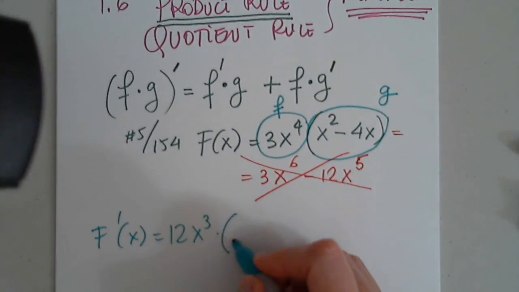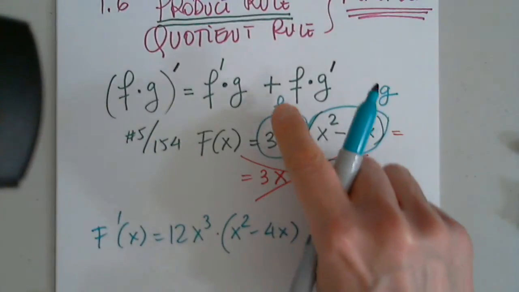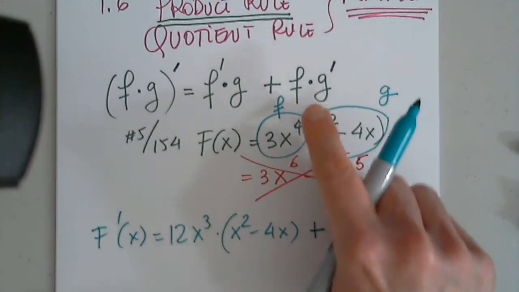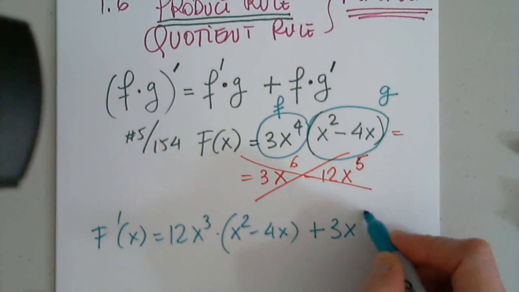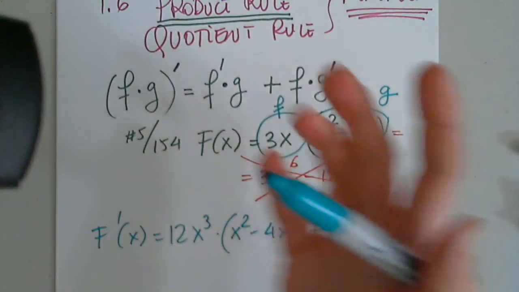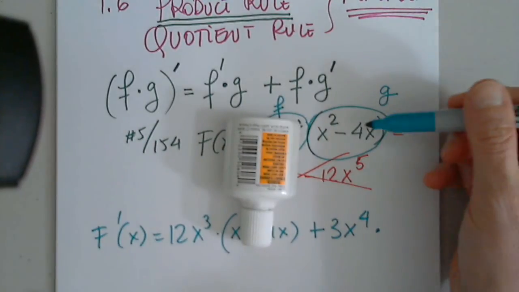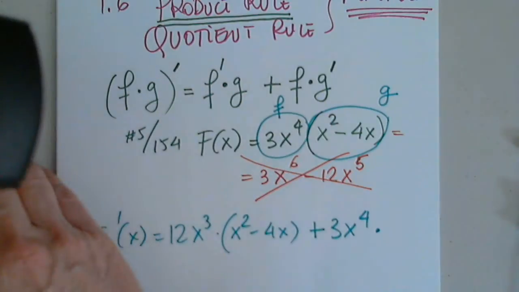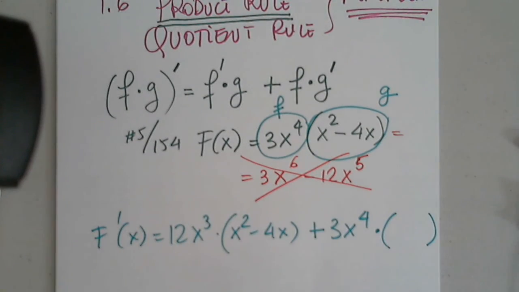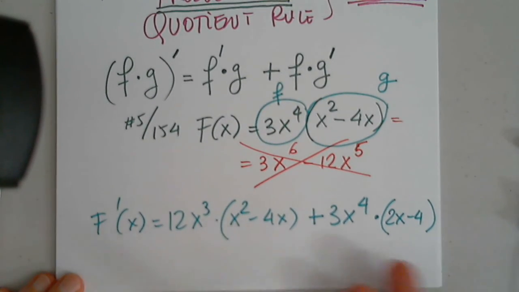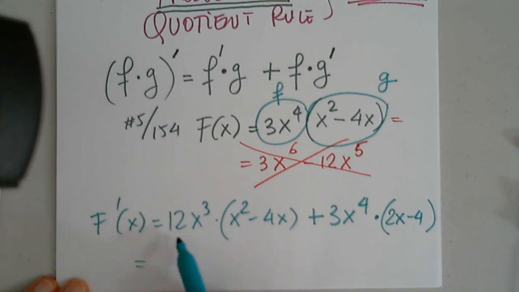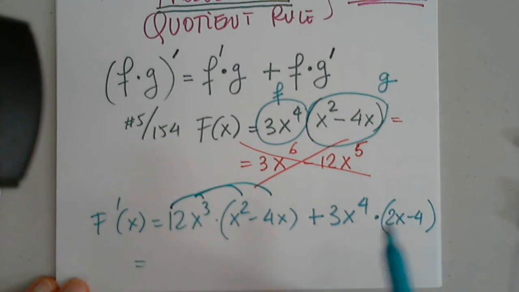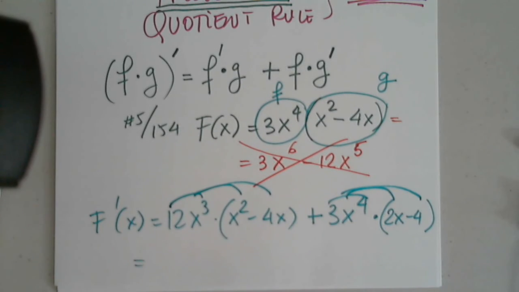Multiplied by the second function. I just copy it. I'm here now with plus. I copy the first function, which is 3x to the fourth. And can anyone now give us the derivative of x squared minus 4x? And I will put it here in parentheses. 2x minus 4. That's it. Yes, and now I still have to distribute. So can anyone distribute this term to these two and this term to these two? So we can finish this up.